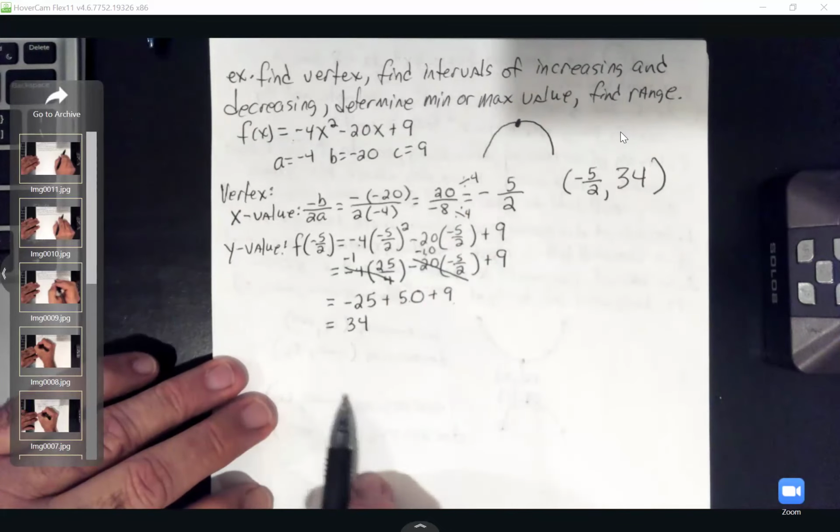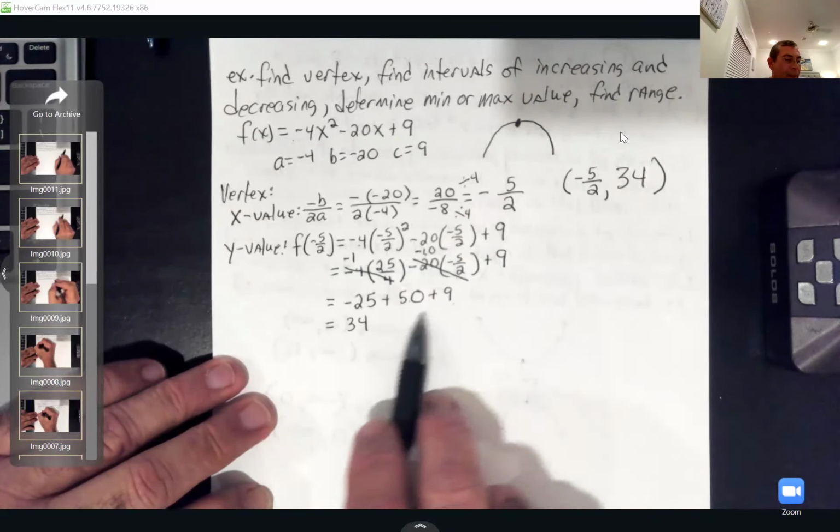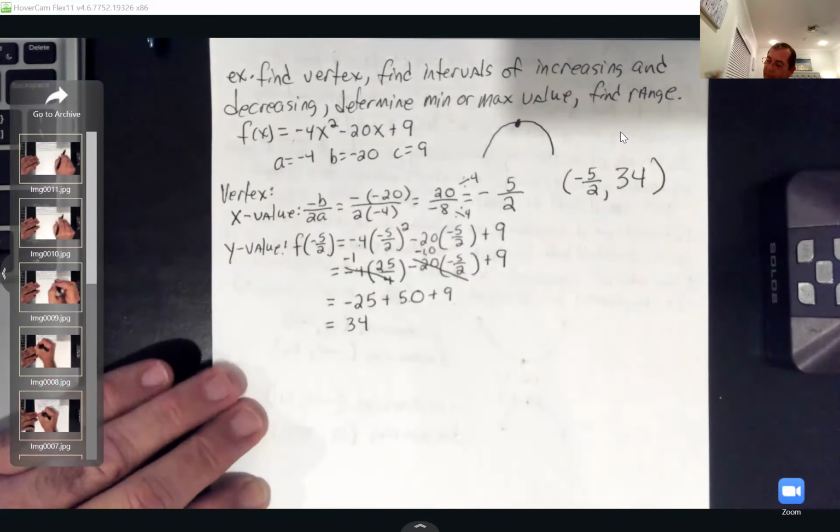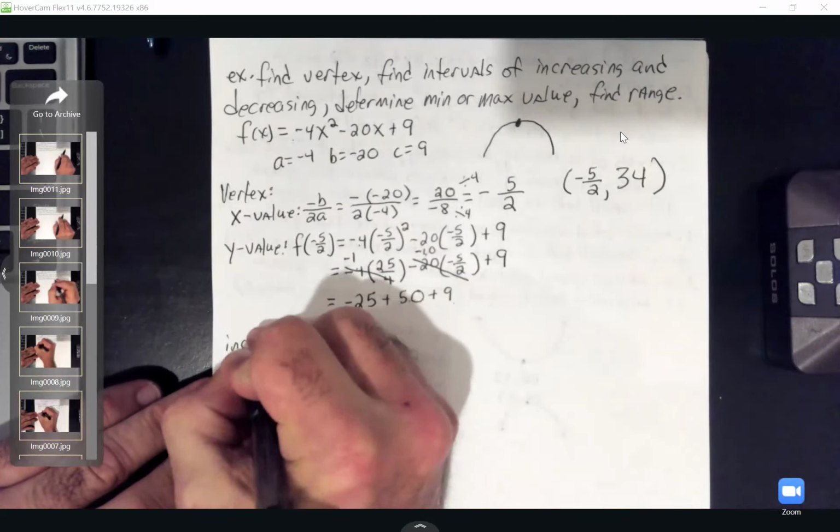So, intervals of increasing and decreasing. So let me do the increasing.